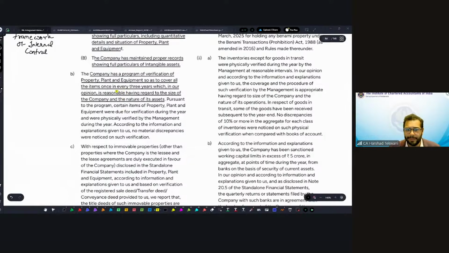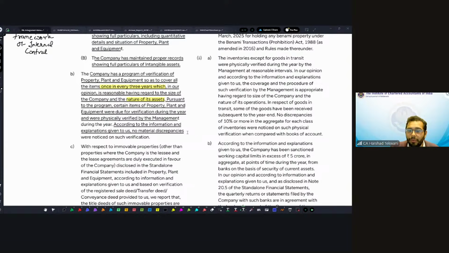It's a professional judgment, based on the nature of the assets. They have to determine whether it's appropriate or not. Here they are saying once in 3 years is perfectly fine. Pursuant to the program, certain items of plant, property and equipment were due for verification during the year and were physically verified by the management. According to the information and explanations given to us, no material discrepancies were noted on such verification.